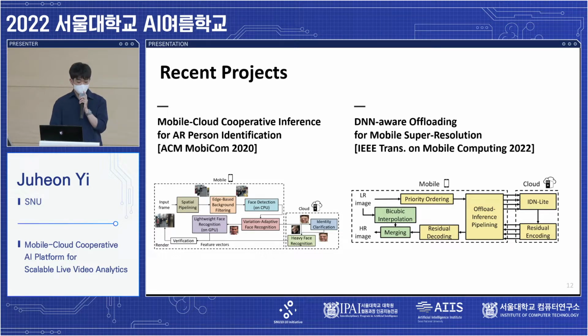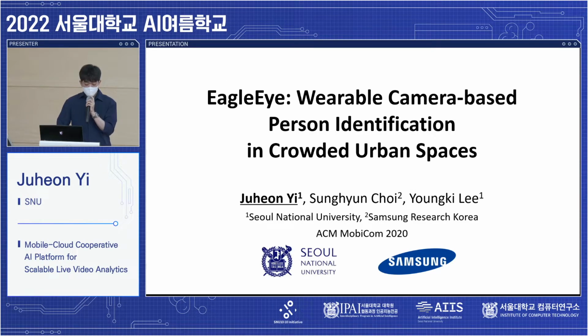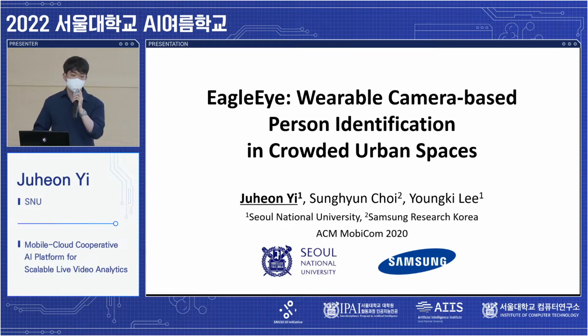So today, out of those projects, I would like to introduce the following two projects related to mobile cloud cooperative execution for MR workload, which has been published on ACM MobiCom and IEEE Transactions on Mobile Computing. The first project I want to introduce is EagleEye, which is an AR-based person identification system in crowded urban spaces. So basically what we want to do is design a remote AR person identification system over resource-constrained mobile devices like AR glasses or smartphones.